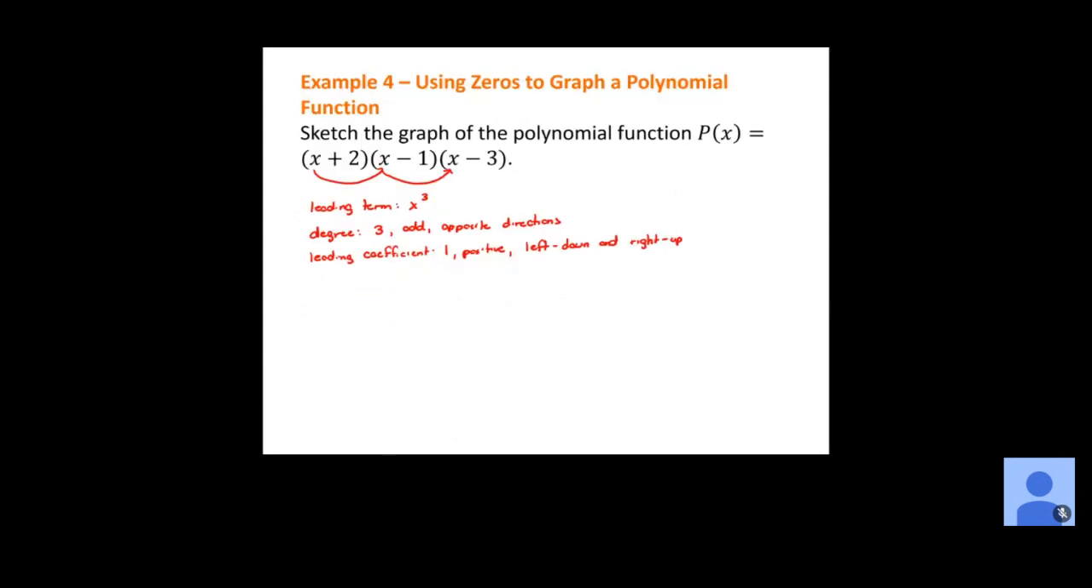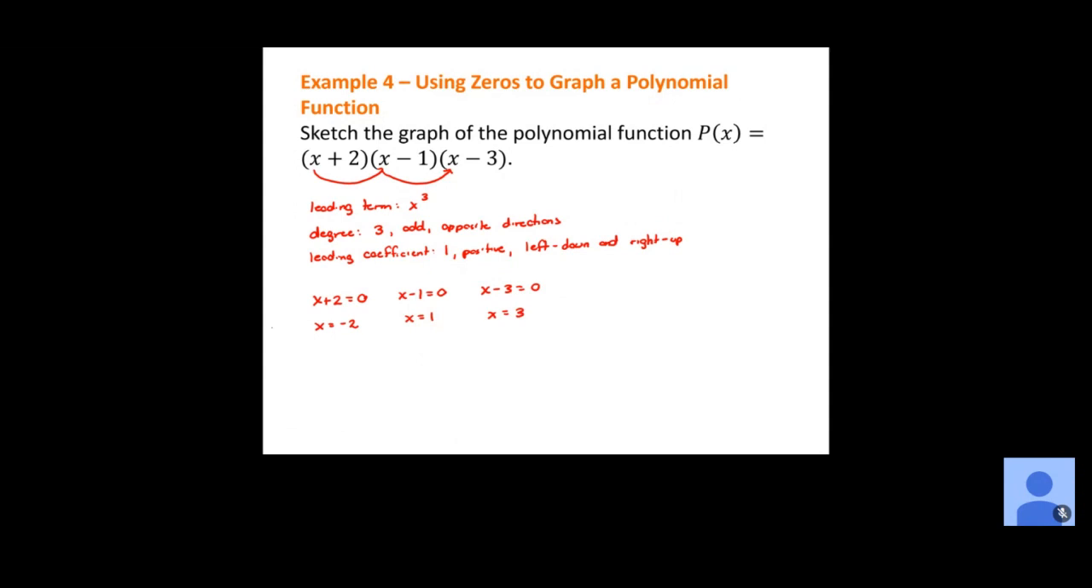So I know the factors of this polynomial already. So all I have to do now is set each one of those factors equal to 0. So x plus 2 equals 0, x minus 1 equals 0, and x minus 3 equals 0. Now, solving each of those, we're going to get x equals negative 2, x equals positive 1, and x equals positive 3.